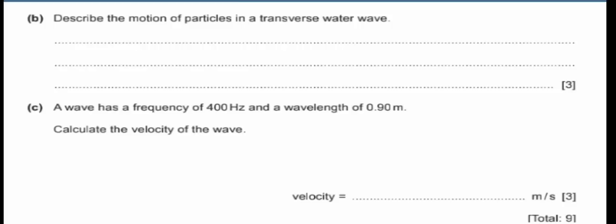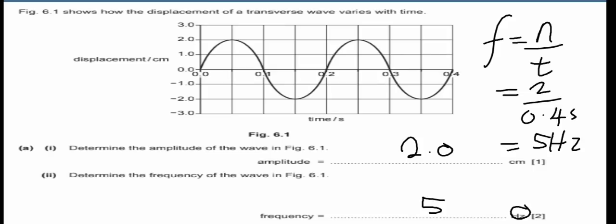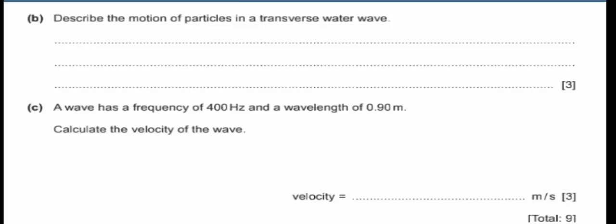The next question, which is B, is saying, describe the motion of particles in a transverse water wave. So now, according to this graph, when the wave moves from this initial point up to the maximum amplitude, if we consider the amplitude from this point up to this one, the particles are going to move upward. Then when the particles move from this point to this point, they are going to move downward. So we can say the first one is that the particles move up and down.